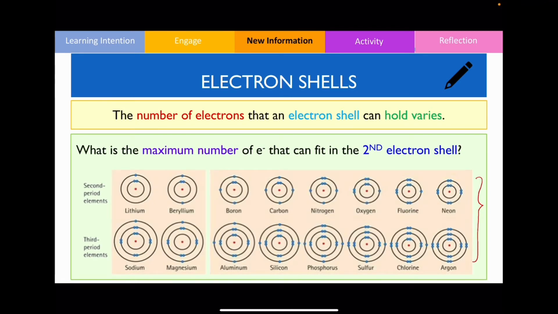Use the following atomic structure of these elements to identify the maximum number of electrons that can fit in the second electron shell. The answer to this is going to be 8, so we can clearly see that by the element neon and all the other period 3 elements.